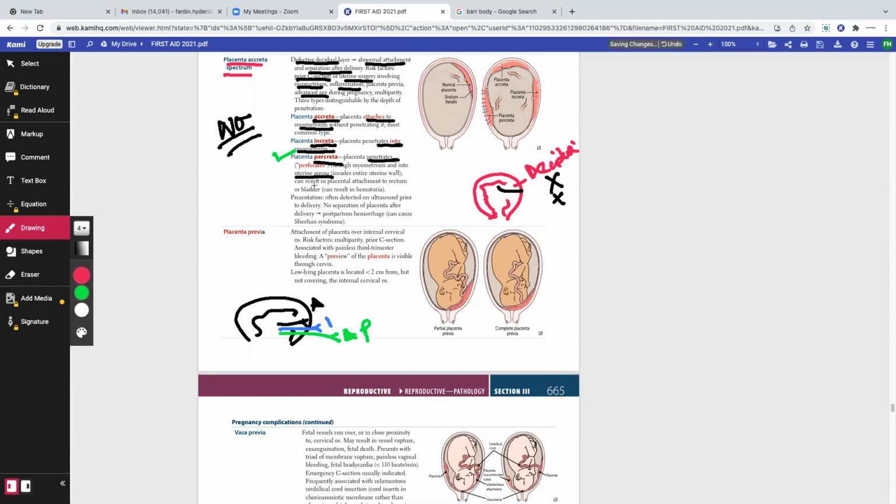So they invade the uterine wall. They can result in placental detachment problems, and presentation-wise, they're often detected on ultrasound prior to delivery. No separation of placenta after delivery. If there is no separation of placenta after delivery, do we get postpartum hemorrhage? The answer is yes. Another thing is, let me ask you a very, very quick question.